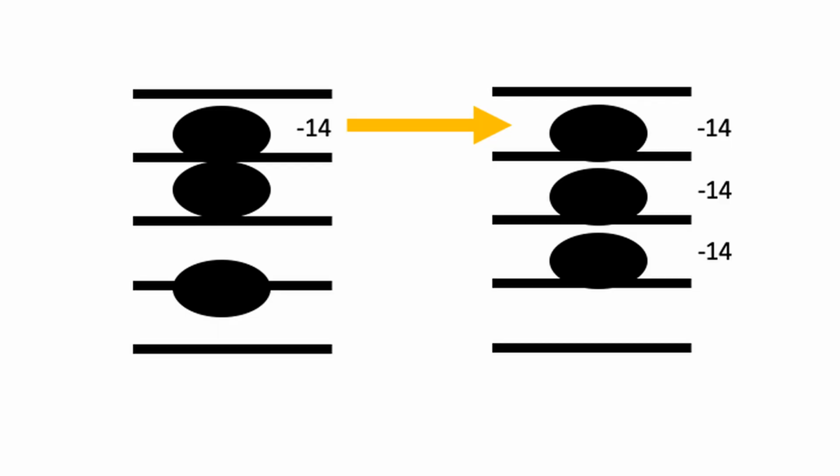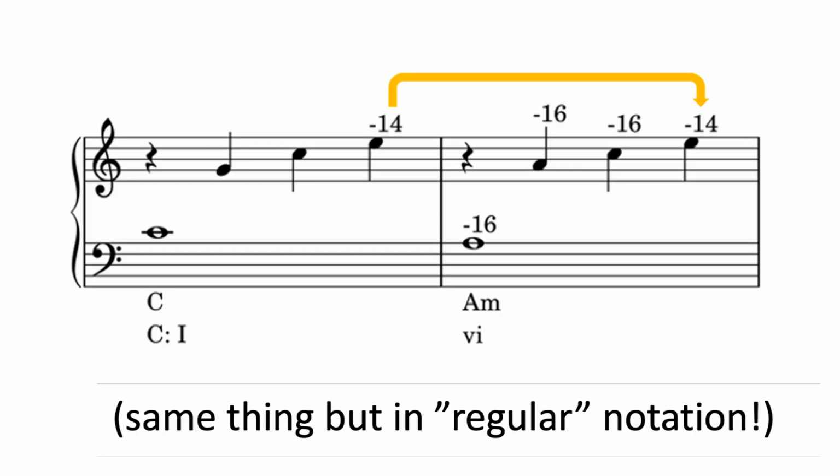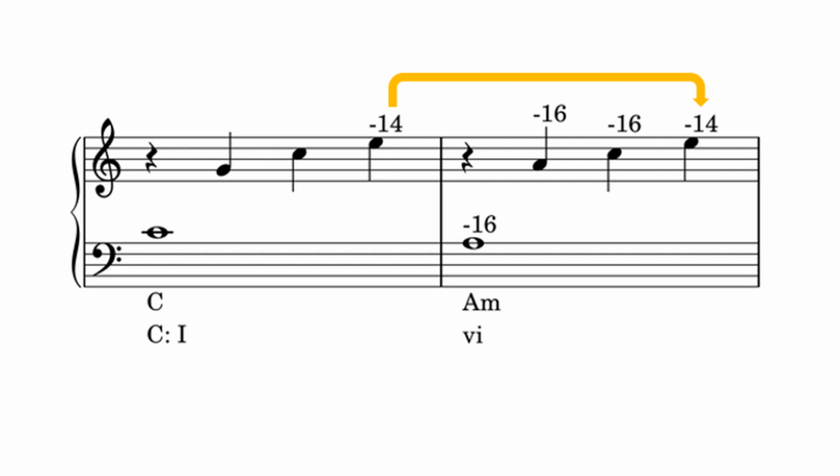Now, instead of dropping the A minor chord 14 cents, we are instead going to drop it 16 cents and re-sharpen the high E up 2 more cents to make it 14 cents to be the same as the E in the C major chord. So now, in the course of 1 chord change, we've dropped 16 cents.